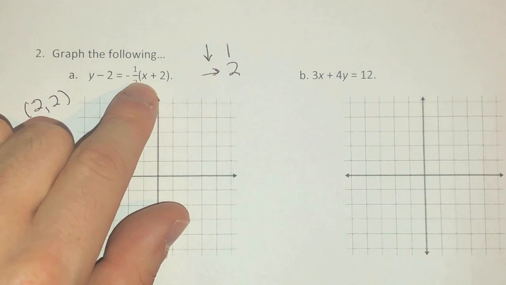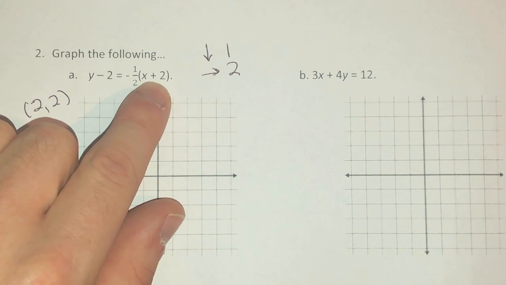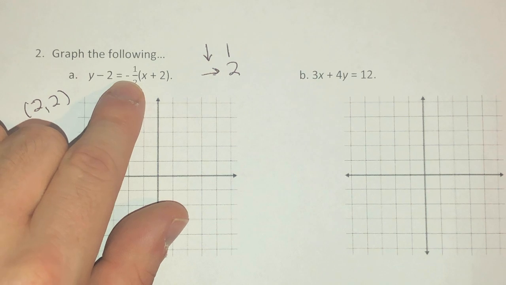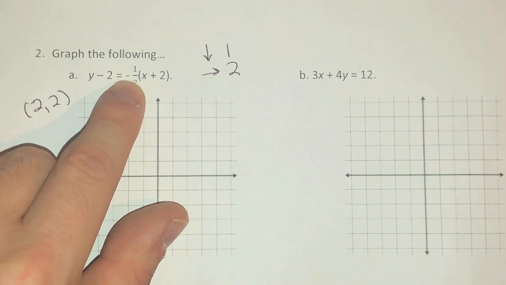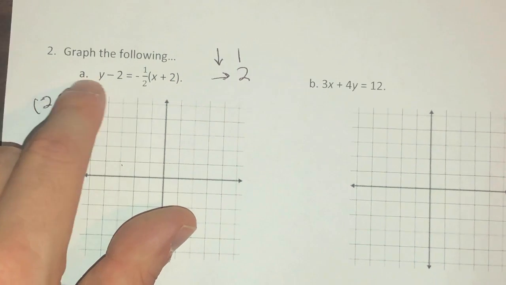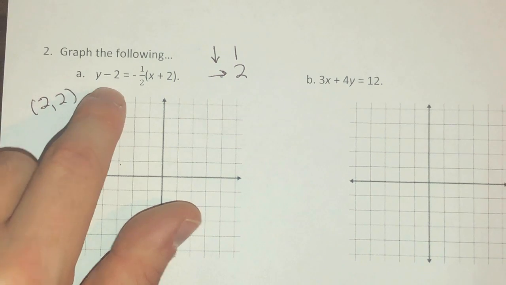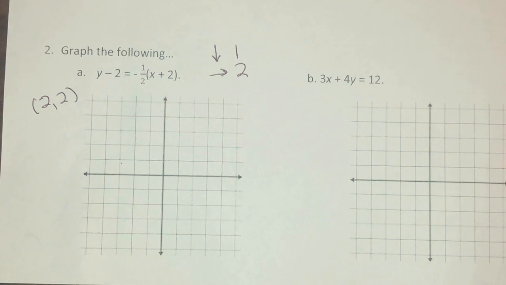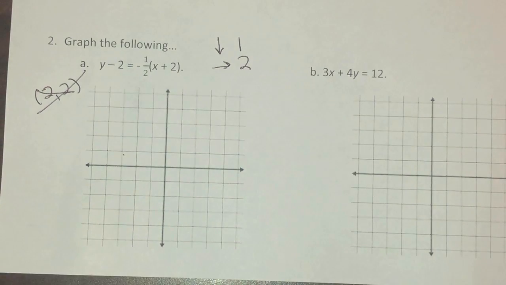Let's take a look. 2 plus 2 is 4. 4 times negative 1/2 is negative 2. So if I plug in x, I get negative 2. But if I plug in y, 2 minus 2 is 0. And 0 is not equal to negative 2. So 2, 2 can't be a point on the line. It doesn't make both sides equal to each other.